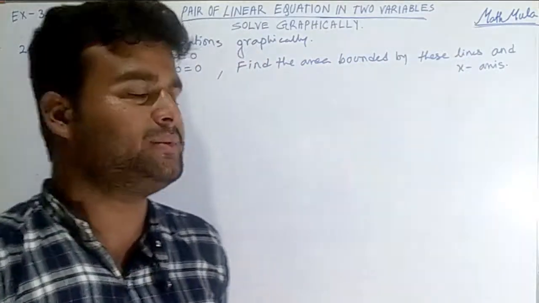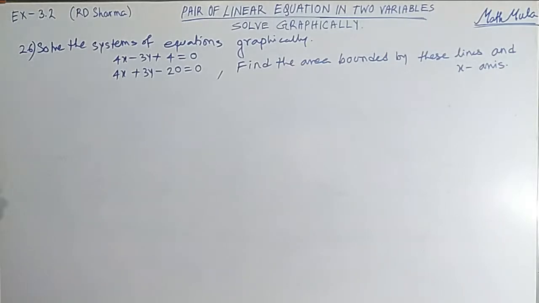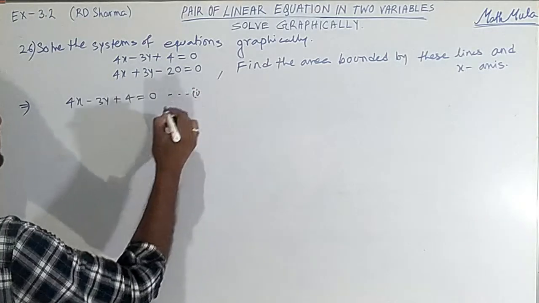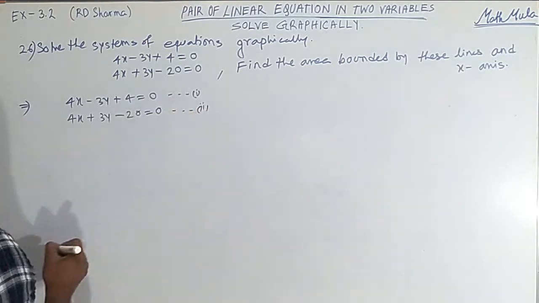Now we solve sum number 26. Solve the system of equations graphically, and the system of equations is given: 4x minus 3y plus 4 equals 0 and 4x plus 3y minus 20 equals 0. Find the area bounded by these lines and the x-axis. Let's solve. Equation number 1, equation number 2.